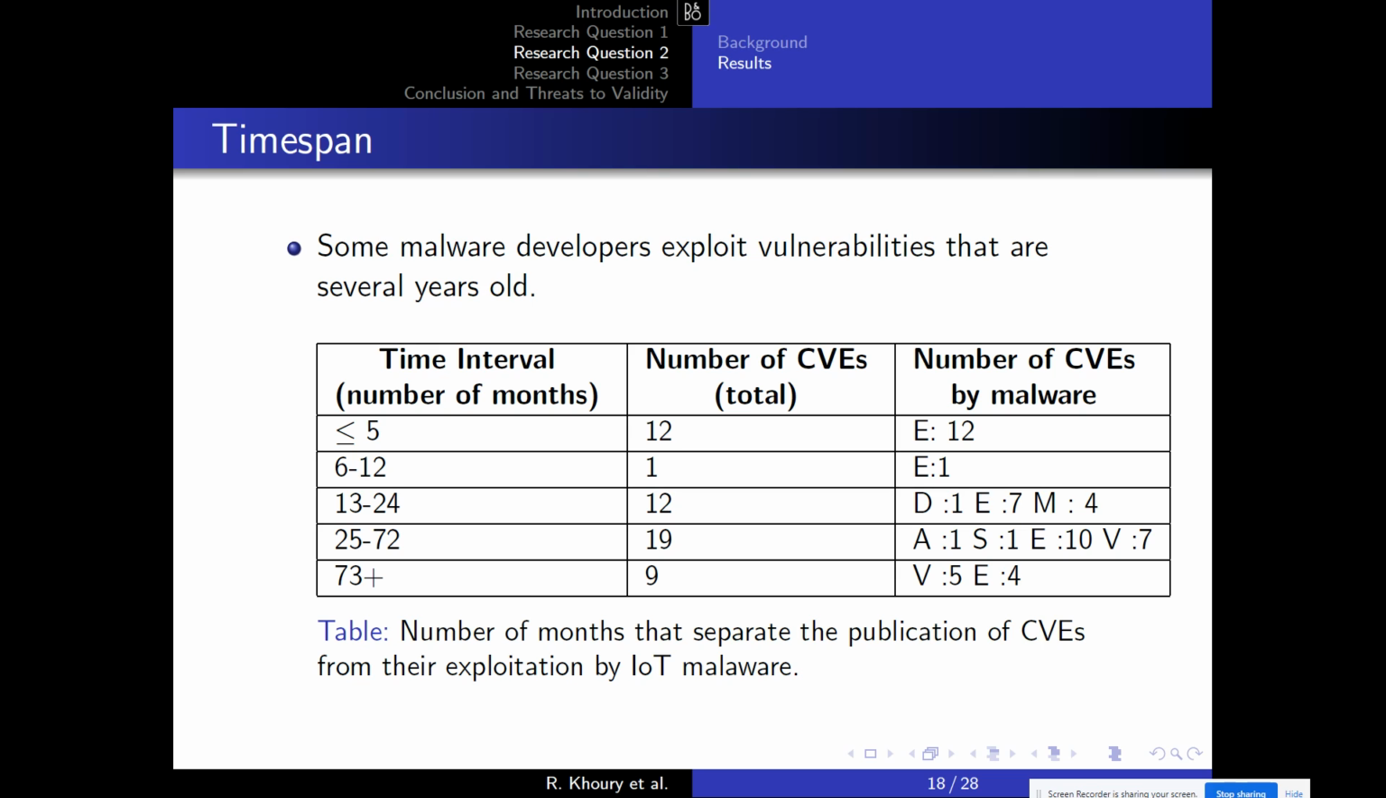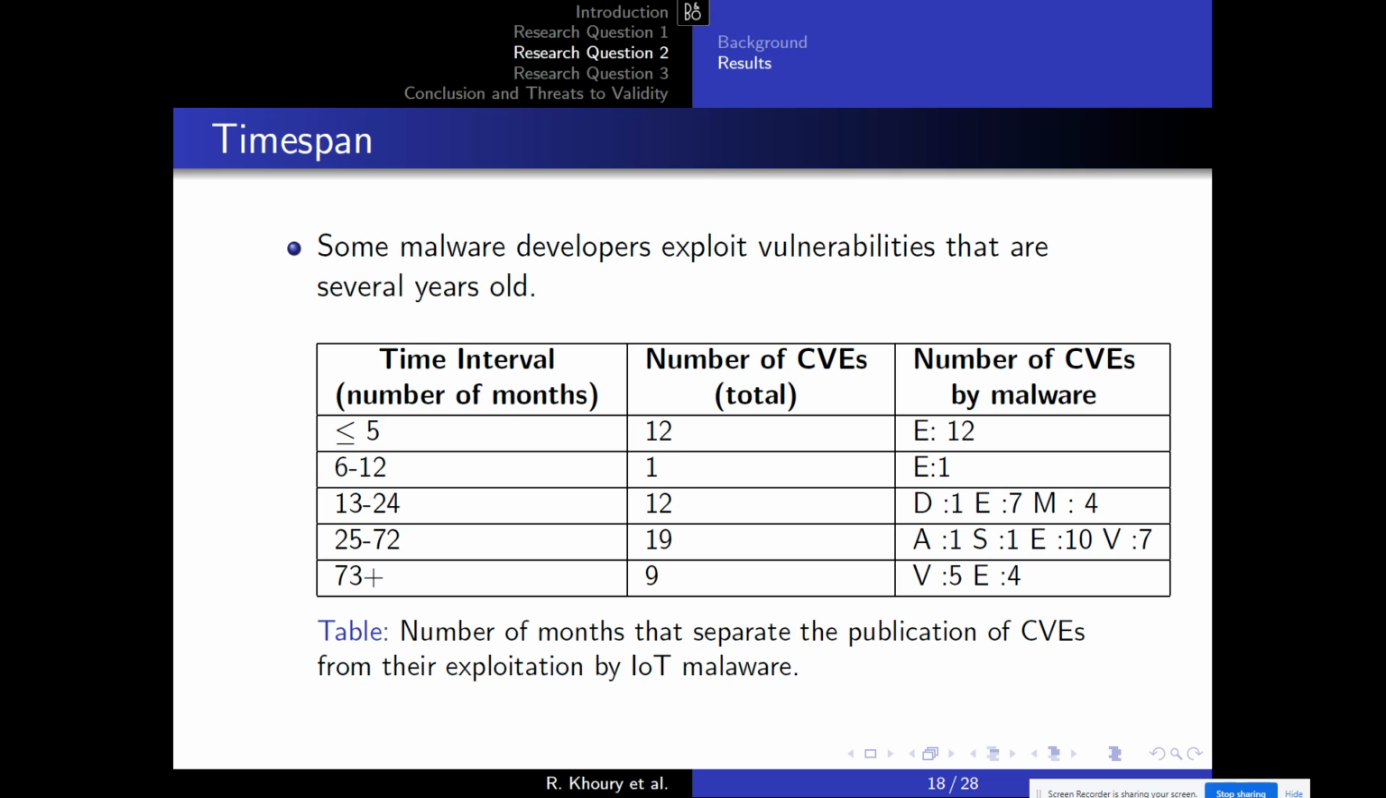So as I mentioned, some malware developers exploit vulnerabilities that are several years old. I mentioned that one vulnerability was from 2003 and used by EcoBot in 2019. But that's unusual. In practice, most vulnerabilities are less than 2 years old, and especially less than 6 months old when they're exploited by IoT malware.